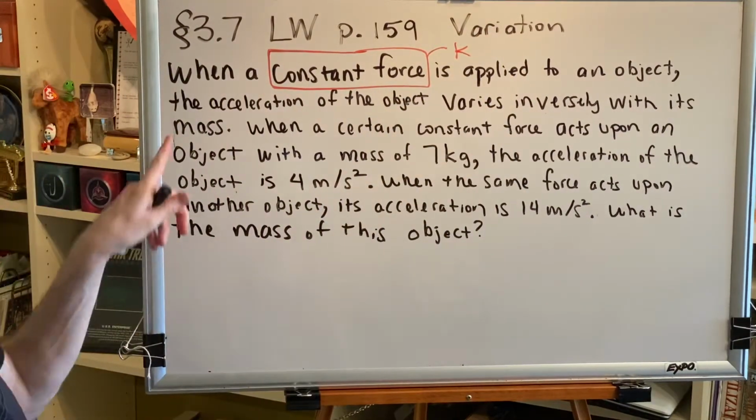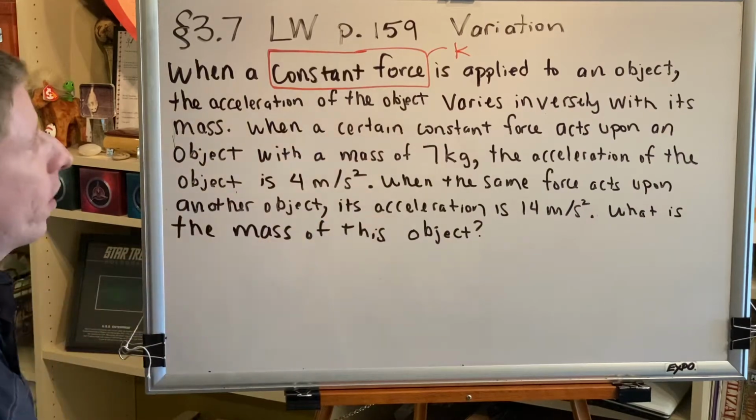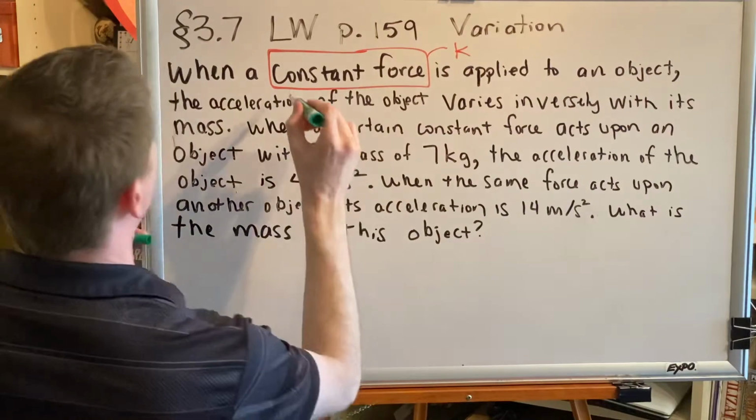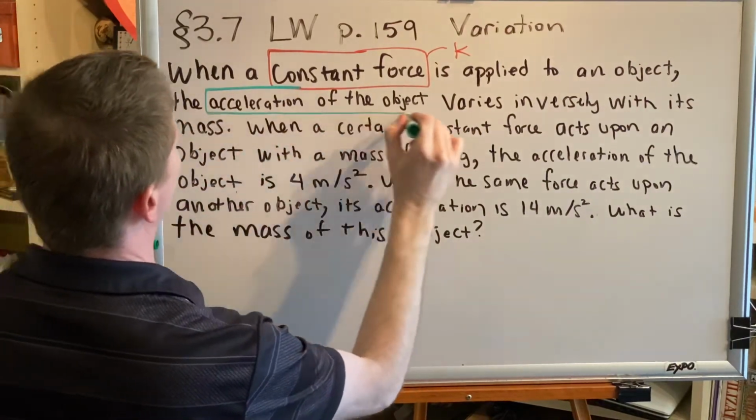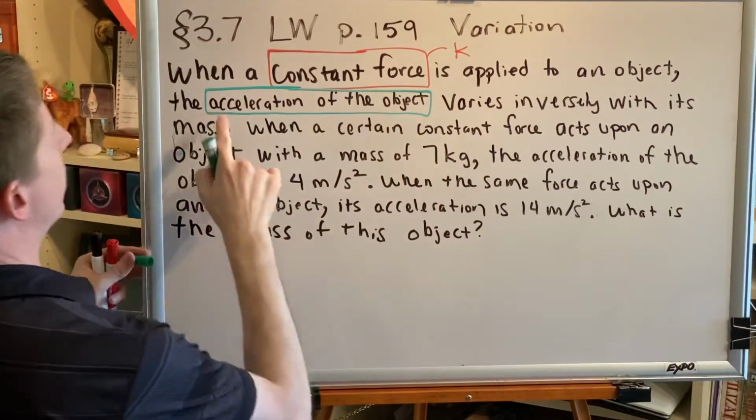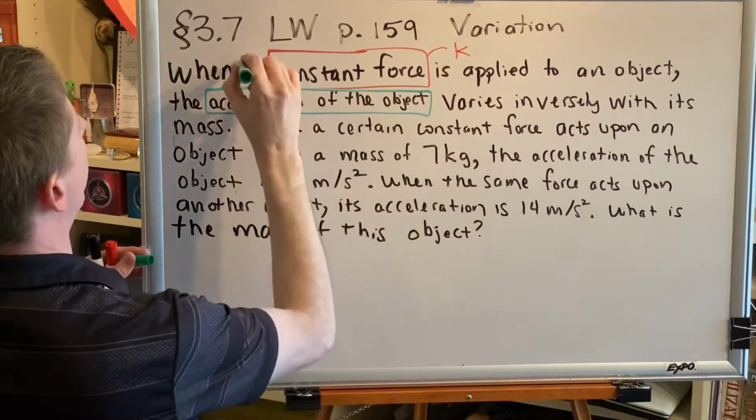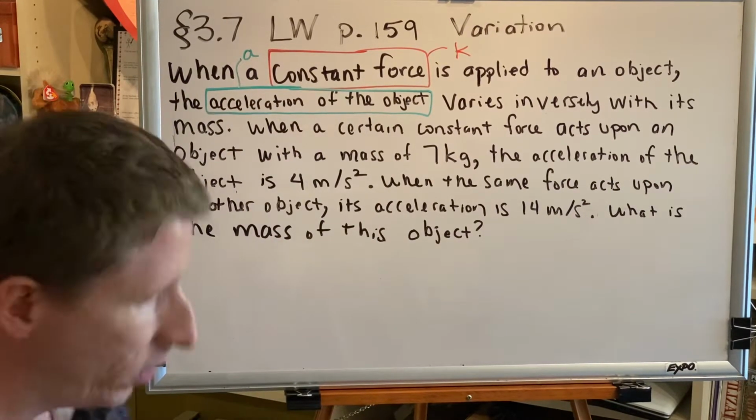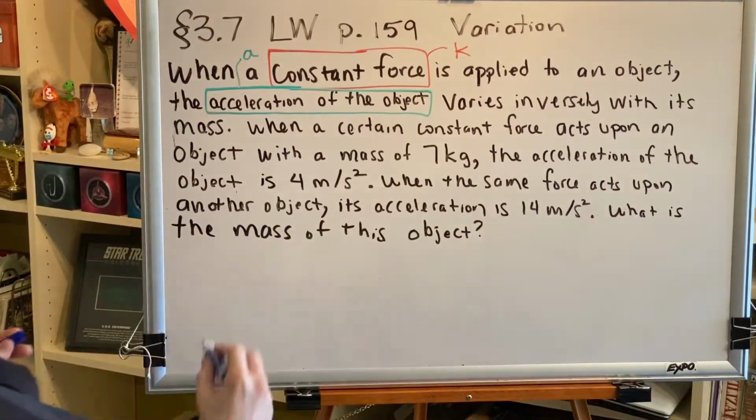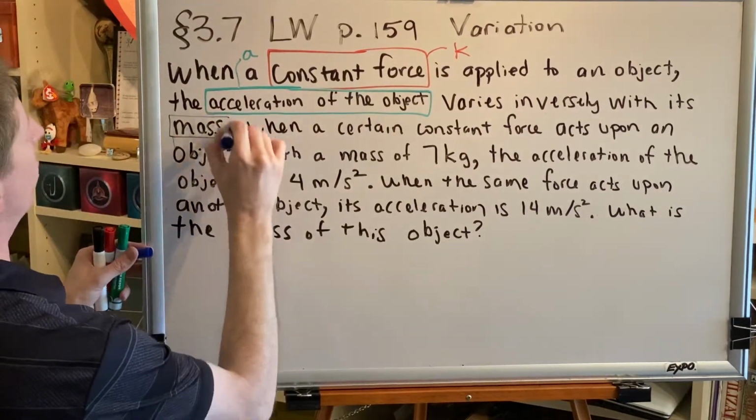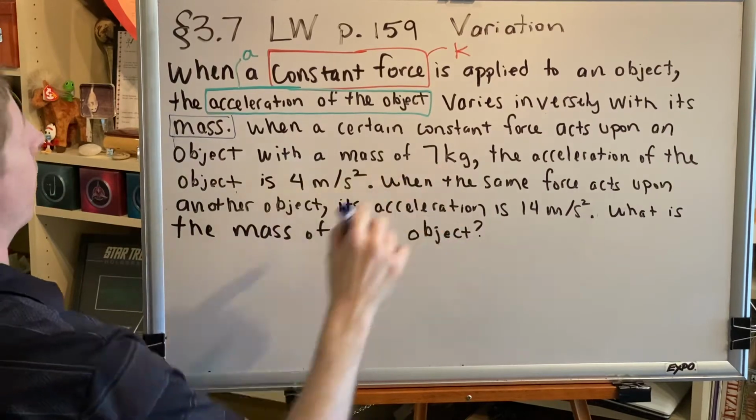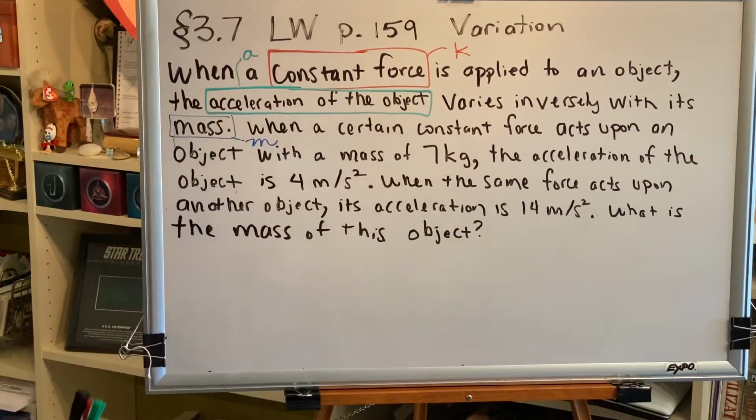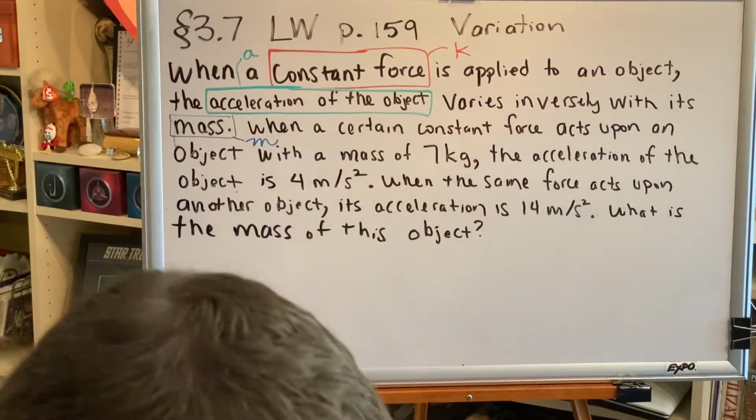Okay, next. The acceleration of the object varies inversely. All right, so the acceleration of the object, that's something that we can measure with numbers. It says acceleration, so we're going to use the letter A for acceleration. And it varies inversely with its mass. Mass is something that we can measure with numbers, for example, 7 kilograms. So we're going to use the letter M to represent the mass in this problem.